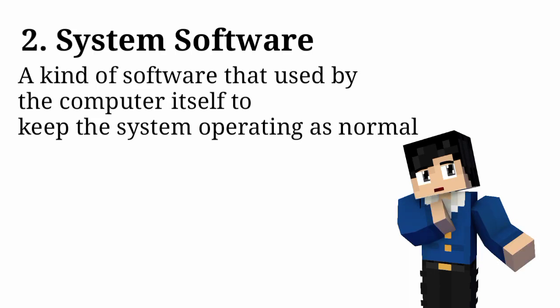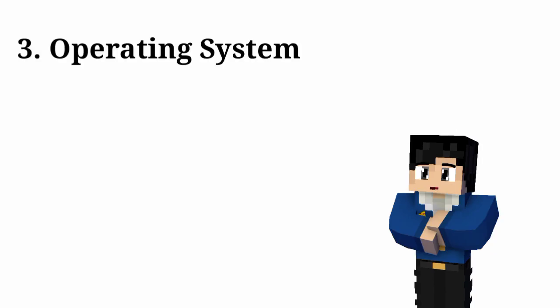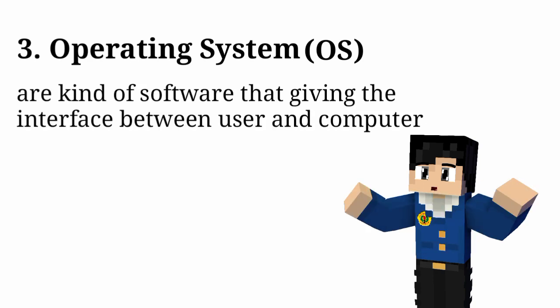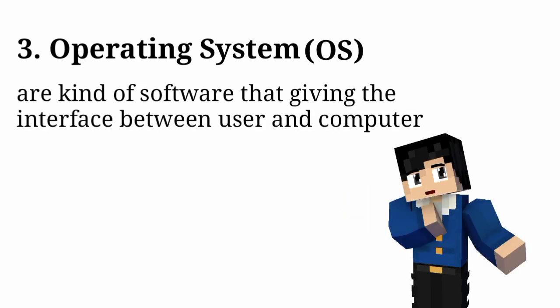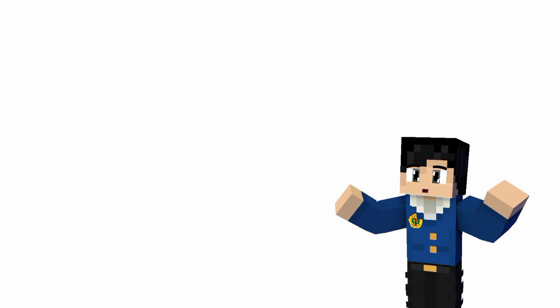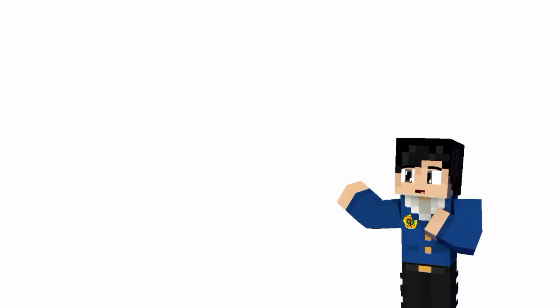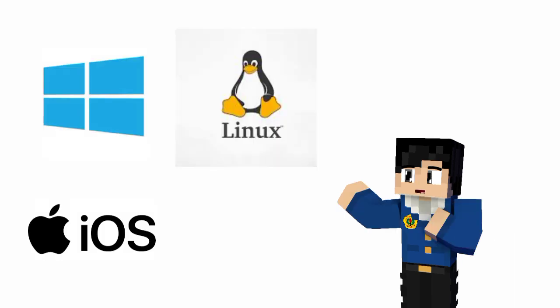The second category is system software. This is a special software that is used by the computer itself to manage and operate the system. Speaking of operate, the third category is the operating system, or for short, the OS. This is like some sort of bridge from the previous two. Basically, it provides an interface for the user to interact with the system. Examples of this, maybe all of you are familiar with: Windows, Linux, iOS, Android, etc.